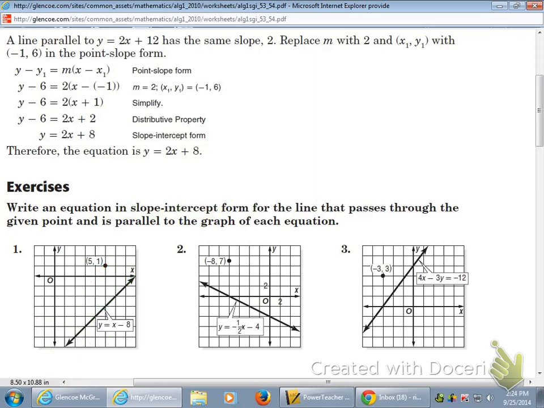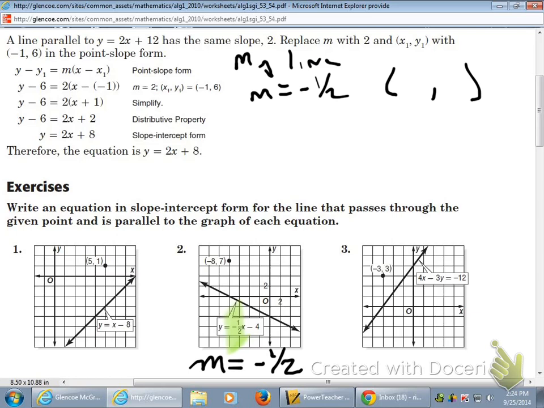So we want to use their m right here in my line. So what is their m? What is the slope of their line? Their slope is, on number 2, -1/2. So I'm going to use their slope of -1/2 in my line. What point am I going to go through? The point -8, 7, because that's the point they asked me to go through. So I'm going to go through the point -8, 7.